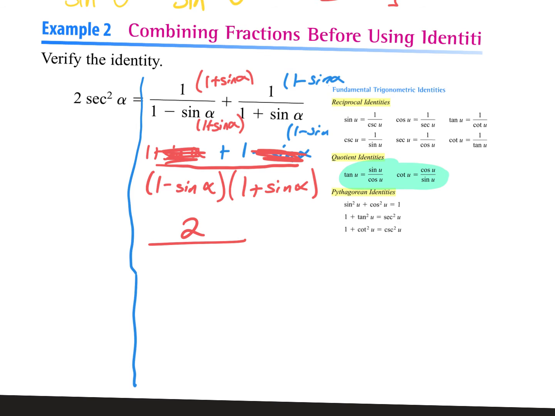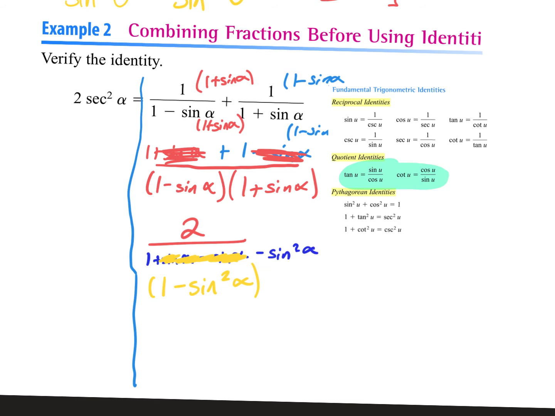Now, what do I do with the bottom? I have 2 binomials. What do I do with those 2? I FOIL it. Perfect. So 1 times 1 is 1. 1 times sine of alpha is positive sine alpha. Negative sine alpha times 1 is negative sine alpha. And what's sine times sine? Negative sine squared alpha. Good. That looks like a 2. Okay, can I combine anything? Negative sine and positive sine cancel, correct? So I'm left with, on the bottom, 1 minus sine squared alpha.